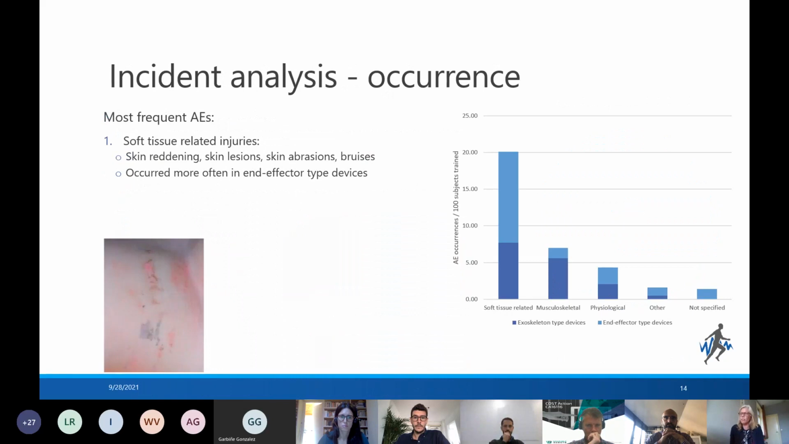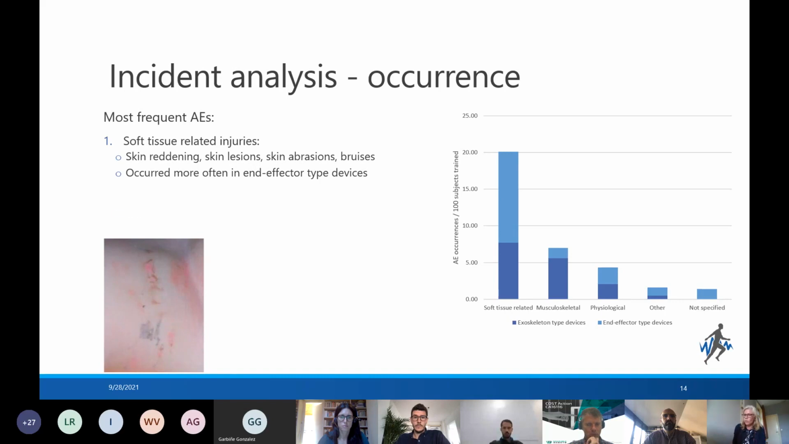And then it's of course interesting to see where do these adverse events occur, what happens. So we first looked at the frequency. The most frequent adverse events that are reported are soft tissue related injuries. So that's talking about skin reddening, skin lesions, skin abrasions, bruises, these kind of things. And overall, we saw that it occurred more often or at least was reported more often in end-effector type devices.